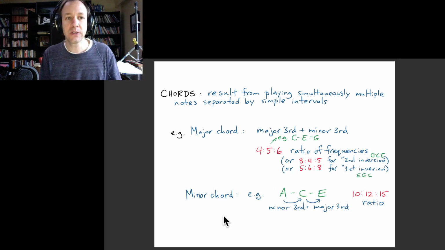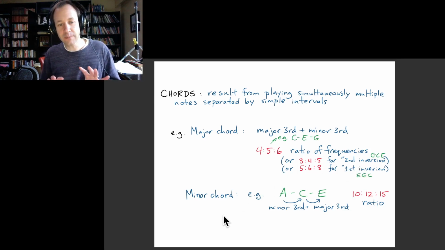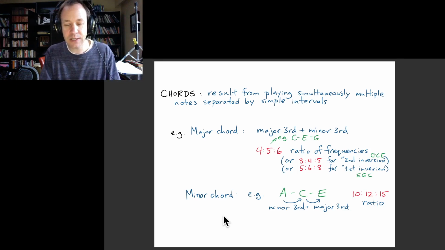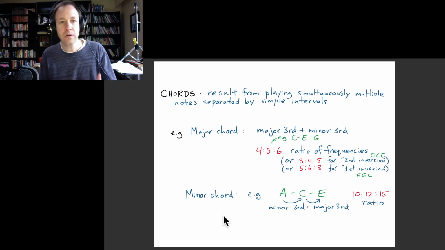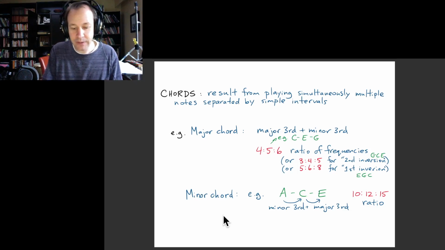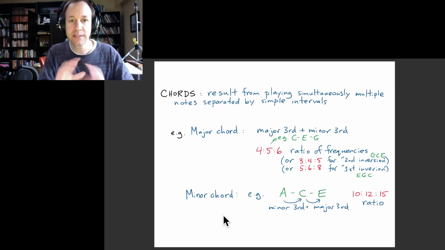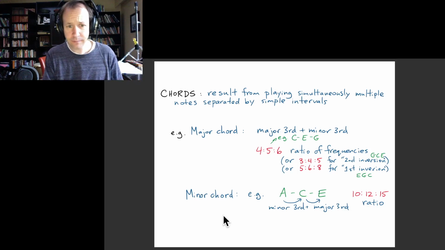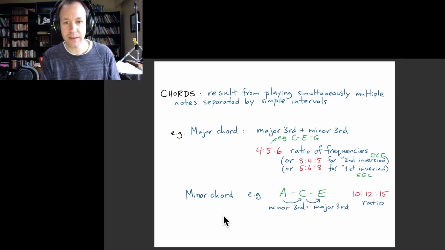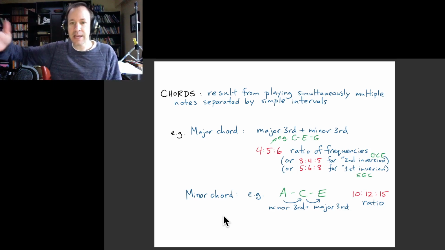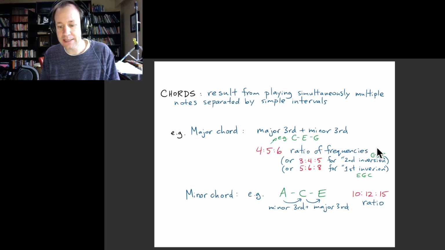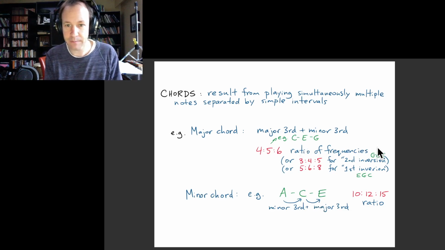Okay, so getting to our discussion of chords, we talked about scales, which are collections of notes that we play at different times in a melody, and those have simple relationships based on musical intervals. Chords are basically when we play several notes at the same time. Again, the chords that we normally use involve notes separated by these very simple intervals. The major chord is maybe the most famous, where you have a major third and then a minor third, like C and then E and then G, and you play all of those at the same time.